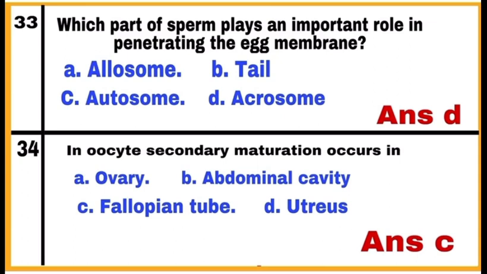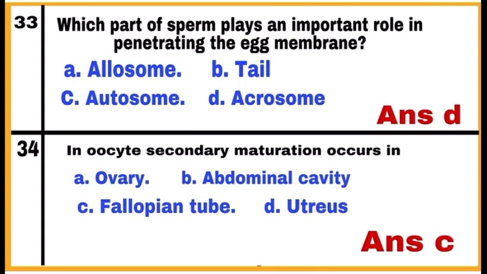Question 33. Which part of the sperm plays an important role in penetrating the egg membrane? The secretions of the acrosome help the sperms to enter in the cytoplasm of ovum through zona pellucida and plasma membrane. So here mark D as a correct answer.